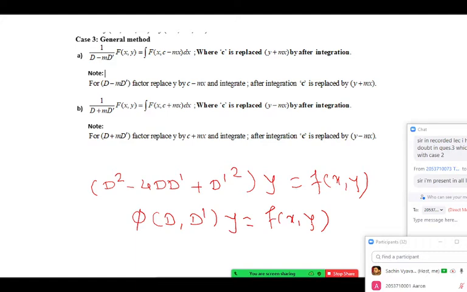Why is it homogeneous? Because the degree of each term is the same. You will observe D squared is there, DD' is there, D' squared is there. So the degree of the first term is 2, and D into D' also has degree 2. Each term has the same degree. If it is D squared minus D' only, then it is not homogeneous, because D' indicates the degree of that term is 1. Here the degree of this term is 2, because D raised to 1 and D' raised to 1, 1 plus 1 is 2.